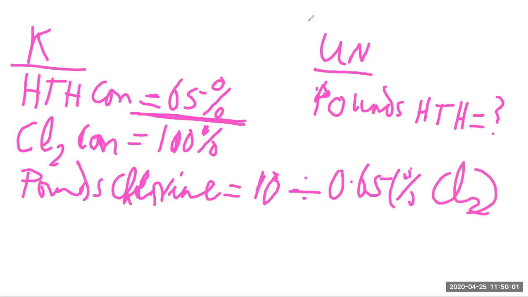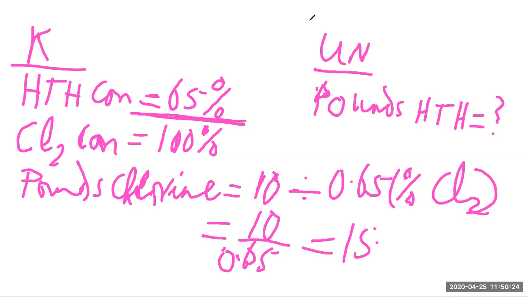The percentage of Cl2. So 10 divided by 0.65, everybody will realize that we get 10 over 0.65. We will get a number bigger than 10 because we're dividing by a fraction. Everybody clear on that? That should give you 15.38 pounds.